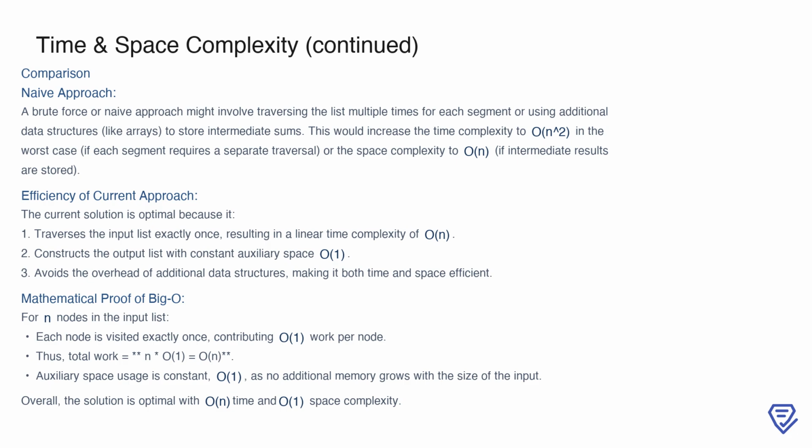In contrast, the current solution is highly efficient. It traverses the input list exactly once, achieving a linear time complexity of O(n). It also constructs the output list with constant auxiliary space, O(1), avoiding the need for additional data structures. Mathematically, for n nodes in the input list, each node contributes O(1) work, leading to a total time complexity of n*O(1), which simplifies to O(n). The auxiliary space usage does not grow with input size, remaining O(1). Therefore, the solution is optimal, balancing both time and space efficiency.